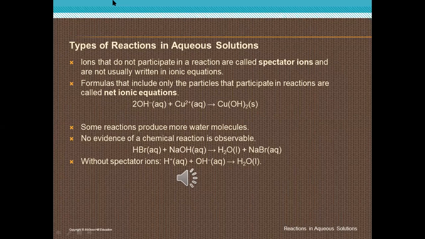It is a formula that includes only the particles that participate in the reaction, as 2OH negative plus Cu 2 positive in aqueous solution to produce Cu(OH)2. It's a solid, that's called copper hydroxide.